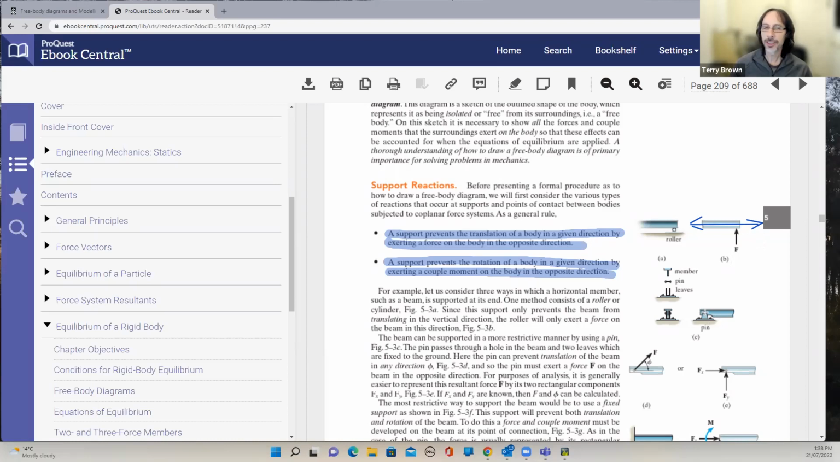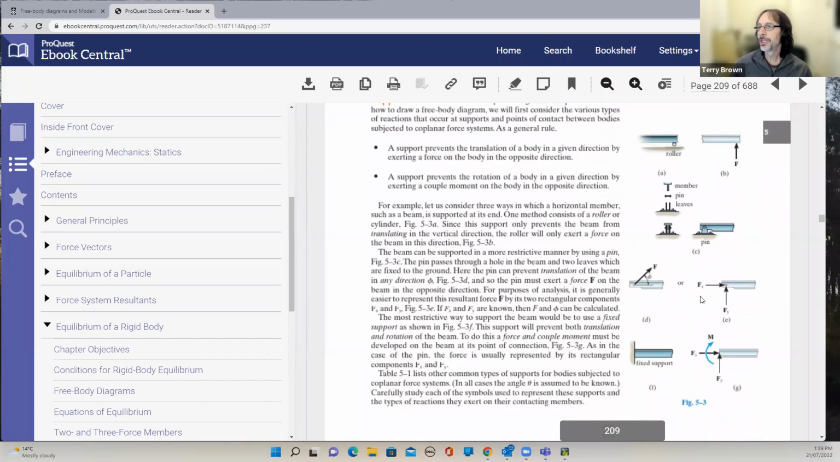Whereas in the pin connection, can't move in the horizontal, can't move vertically. Right? So we have two force components or an unknown force in an unknown direction, but no moment reaction here, right? Because it's free to rotate about the pin.